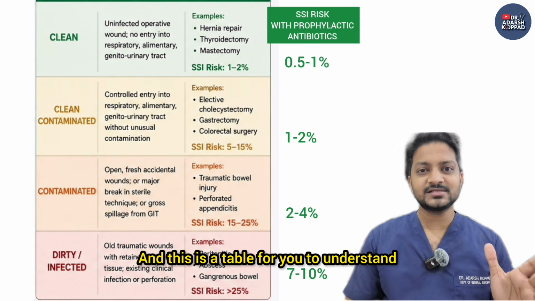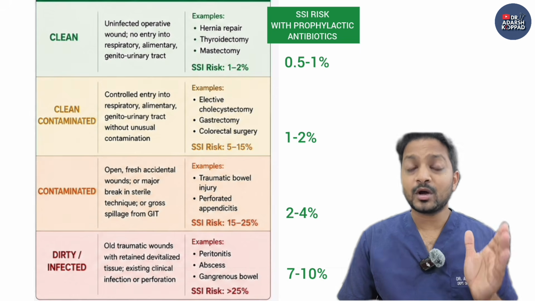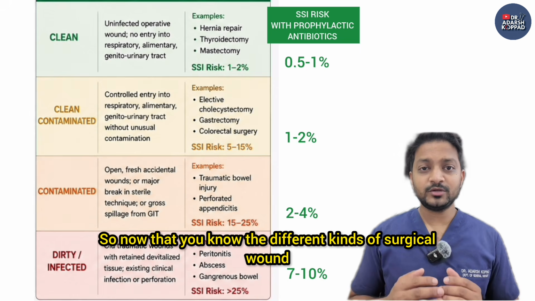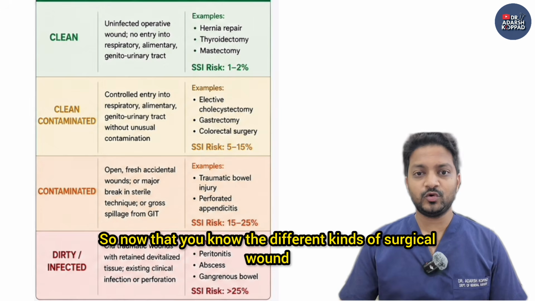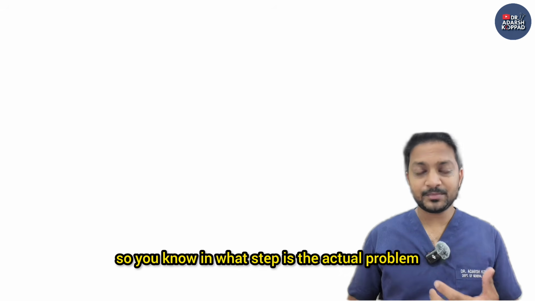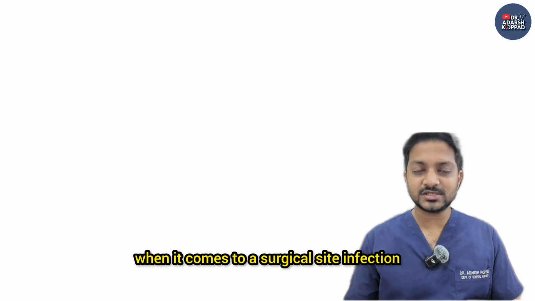And this is a table for you to understand, to compare the infection risk without antibiotics and with antibiotics. So now that you know the different kinds of surgical wound, let's understand how wounds heal exactly, so you know in what step is the actual problem when it comes to a surgical site infection.